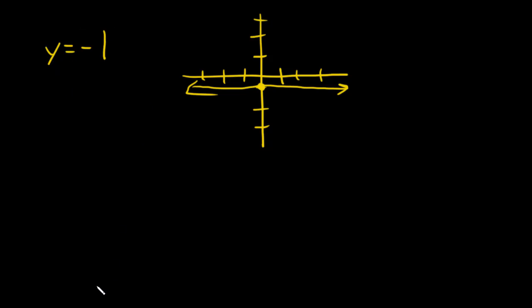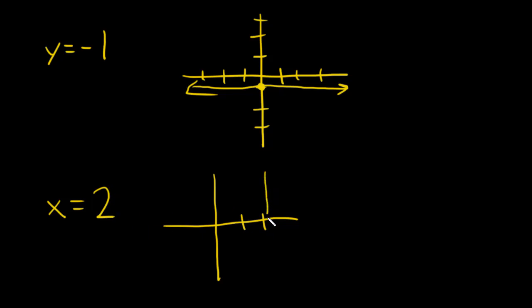So that was that side, and then we also said that we could have equations that look like x is equal to 2. Well, using the same analogy, this line is always x equals 2, and the only type of line that can be is a vertical line that passes through x equals 2.